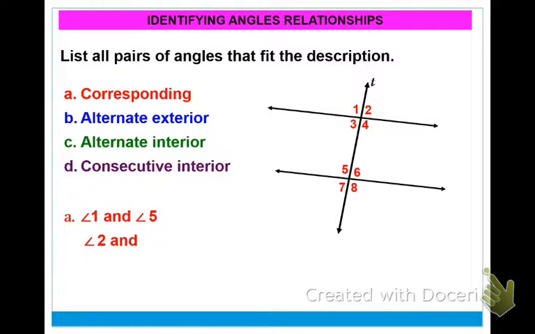All right, what about 2? 2's in the top right. What's in the top right of the other intersection? 6, I agree. Angle 3 is in the bottom left. So what's in the bottom left of the second intersection? 7. So that means angle 4 and angle 8. So these are our corresponding.